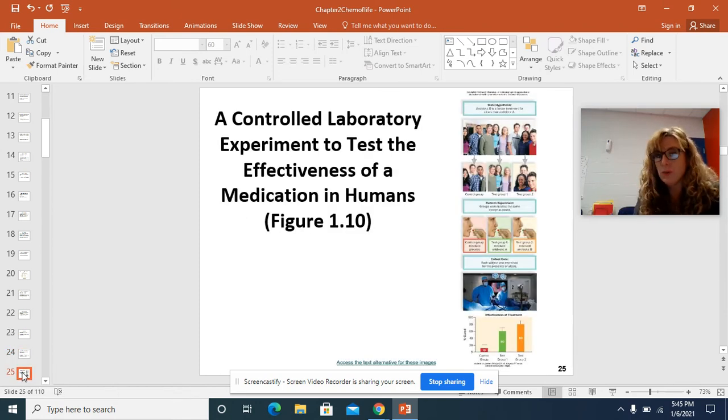And this gives you just a graph for you to see what a controlled laboratory experiment to test the effectiveness of a medication in humans looks like. And you can delve into this when you look at your lecture notes.